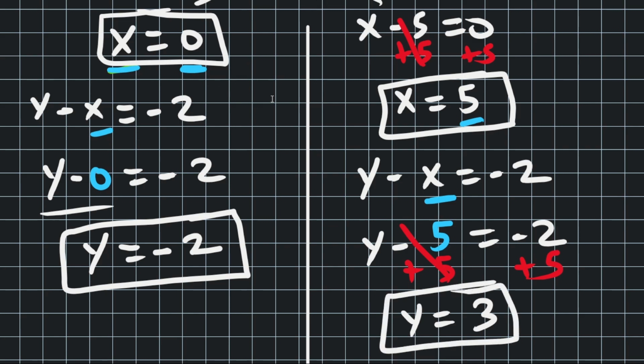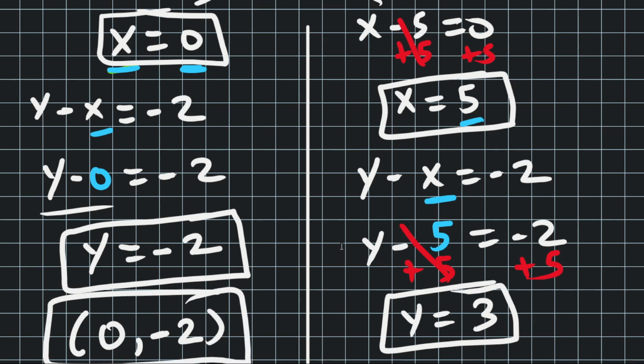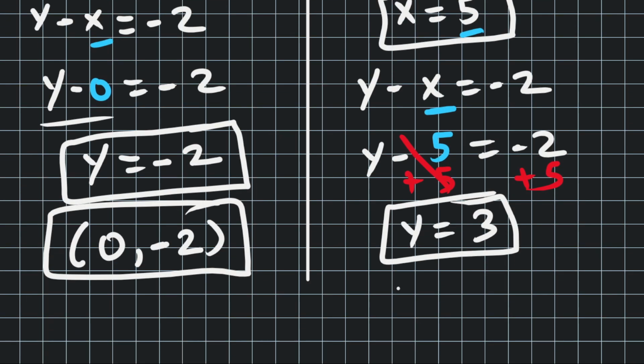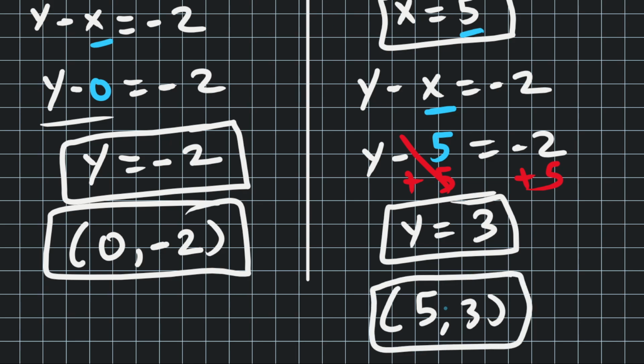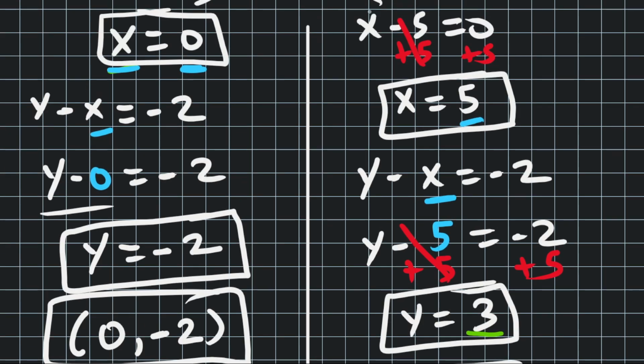There we go. So we have these solutions for x and y. On the left side, we have 0 and negative 2, so we can write this as an ordered pair, (0, -2), right here. And then on the right side, we have 5 and 3, which we can also write as an ordered pair, (5, 3). Since 5 is the x value up here, and then 3 is the y value up here. And same thing on the left, right over here. 0 is the x value, and our y value is negative 2.